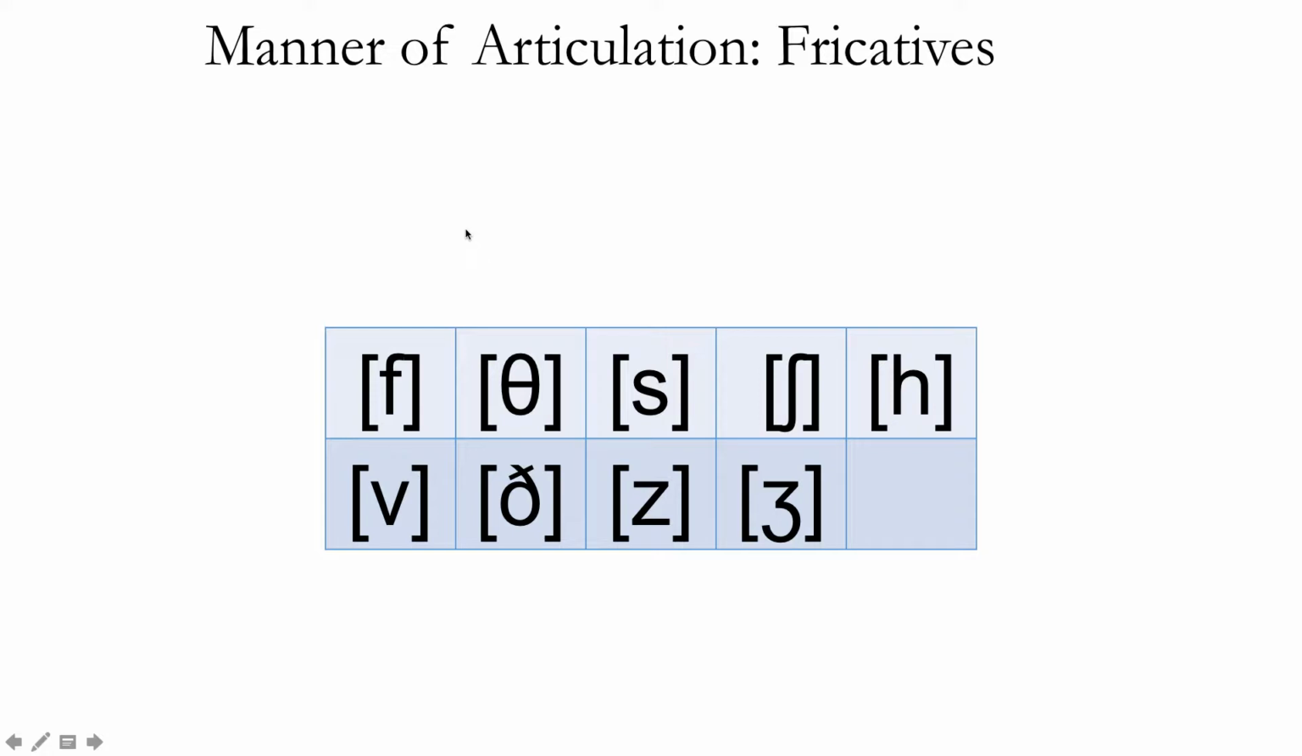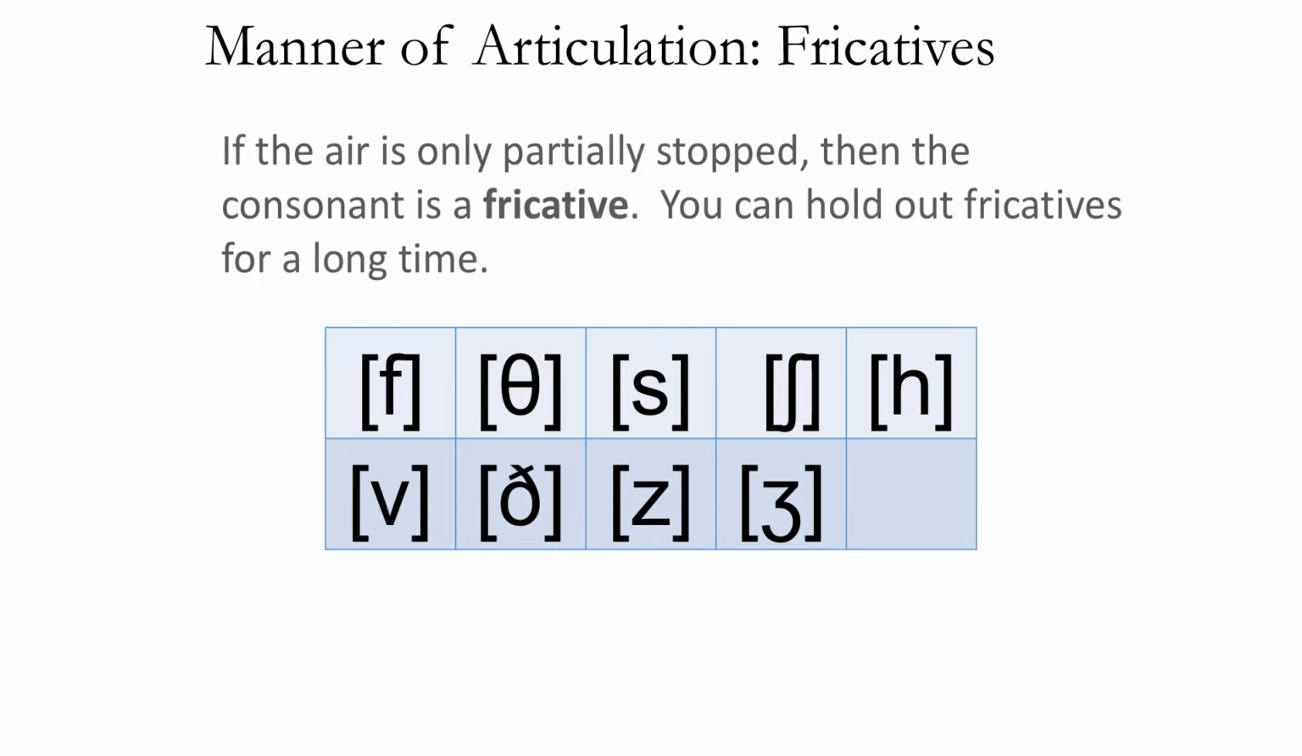Fricatives are a kind of sound where there isn't a complete obstruction, but the two articulators are almost touching, with just a tiny channel for the air to go through. The air is partially stopped. This is called a fricative. And I like to remember this because the word fricative sounds like friction, where two things are just close enough that there's some friction between them. And the word fricative also starts and ends with a fricative.